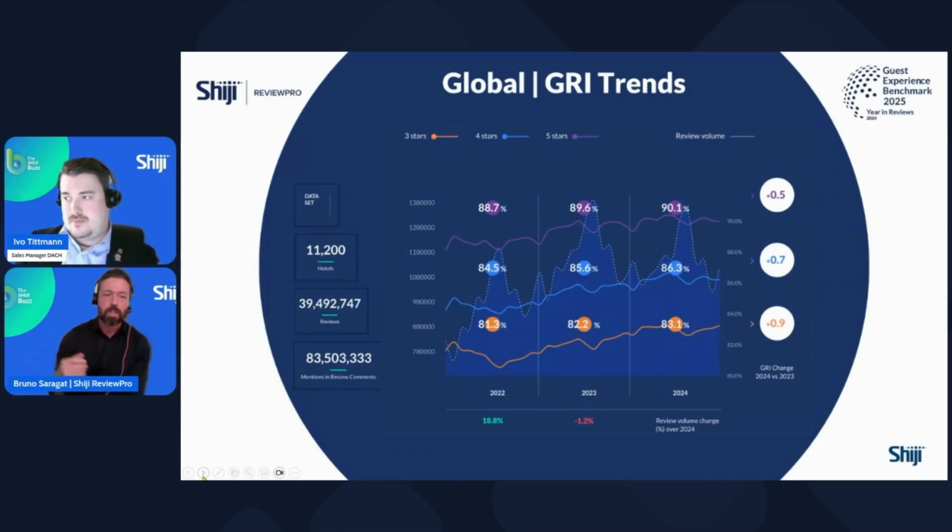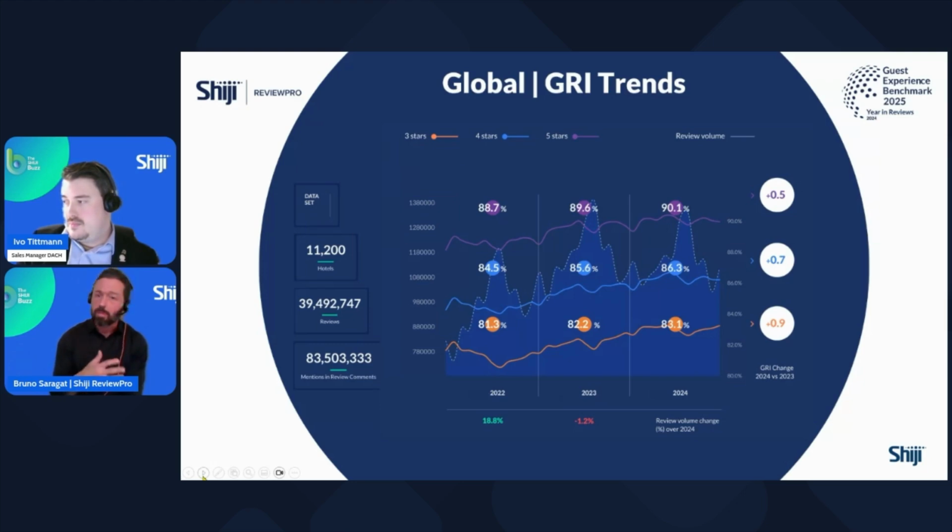Let's delve into the data first. Our data set this time includes more than 11,000 hotels. Therefore, for this report, we analyzed almost 40 million reviews and more than 80 million mentions. And there are two major trends that we want to mention this time. The first one is that we see a rise in GRI, so a rise in guest satisfaction, over the course of the past 3 years. In 2024, it kept growing, although at a slower pace. We will mention that a bit later on.